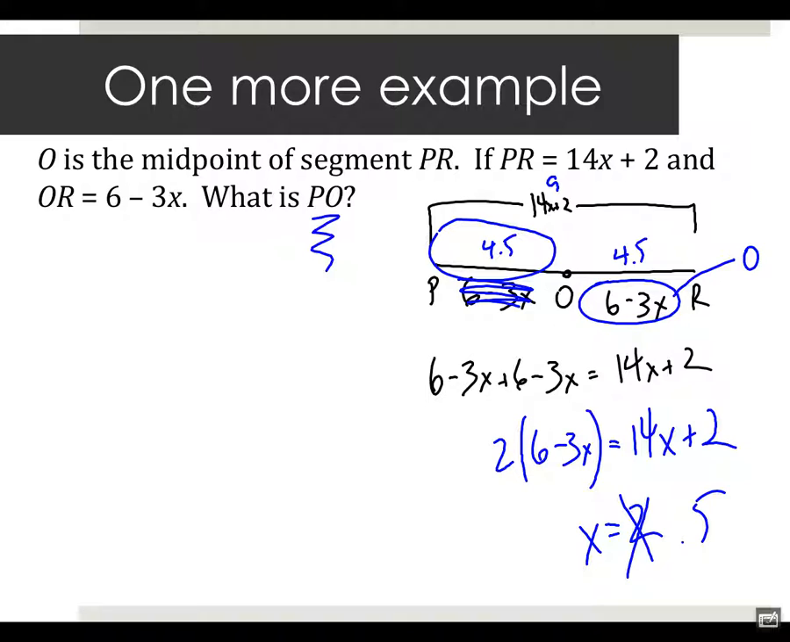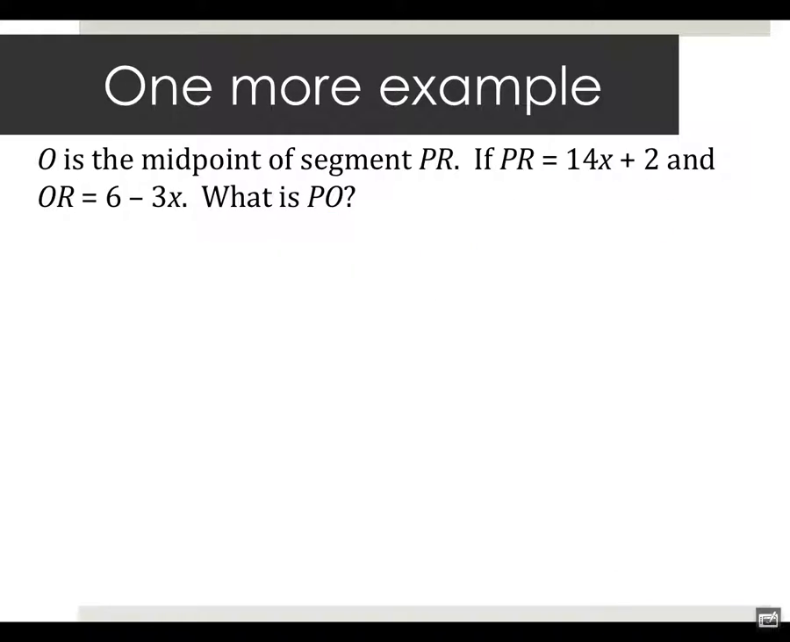Okie doke. So a little different than the betweenness problems. Remember, in the betweenness problems, you add up the two parts and set them equal to the big part. In the midpoint, you don't necessarily know all the parts. Oh, look, I have all the work here. I could have just done this, 0.5.